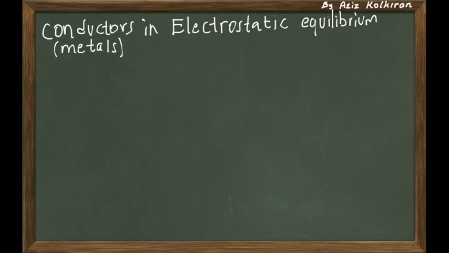Let's think about the conductors in electrostatic equilibrium. What we mean by this, we will analyze the motion of free charges inside the conductor which are in electrostatic equilibrium. And we will take metals as conductors. Then the first statement: if a metal or a conductor is in electrostatic equilibrium, that means at every point inside the volume of the conductor, the electric field must be equal to 0.